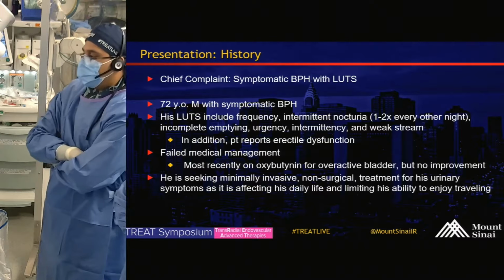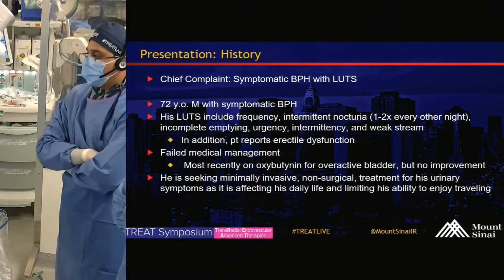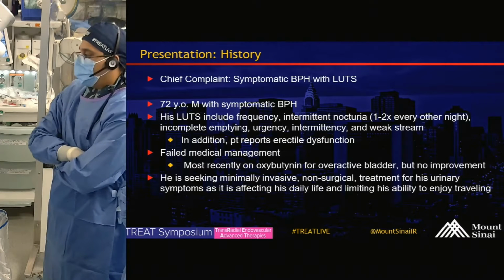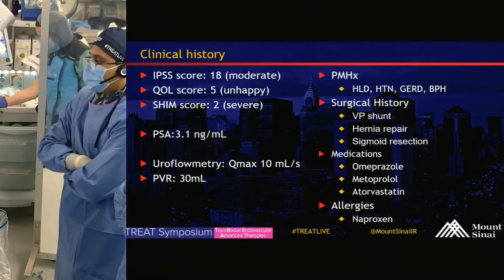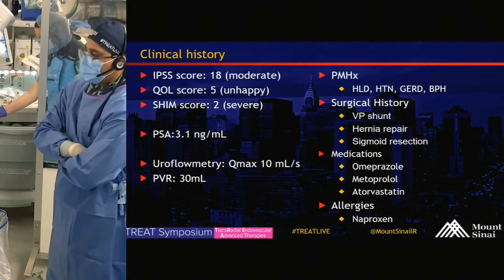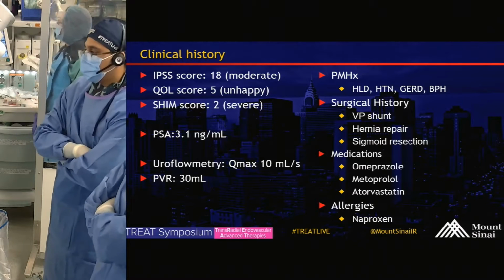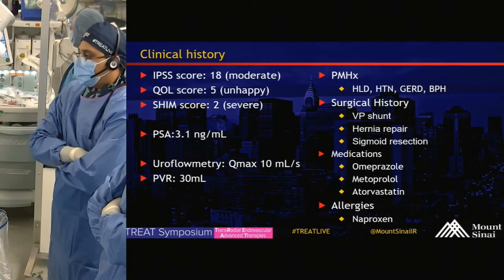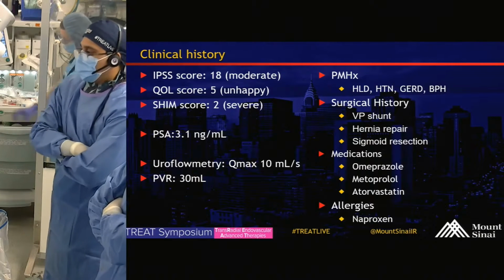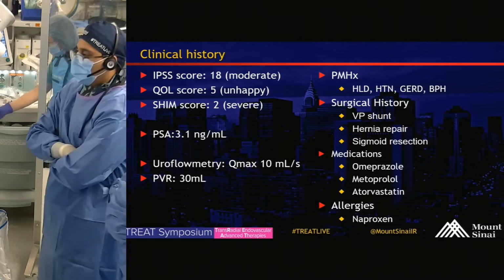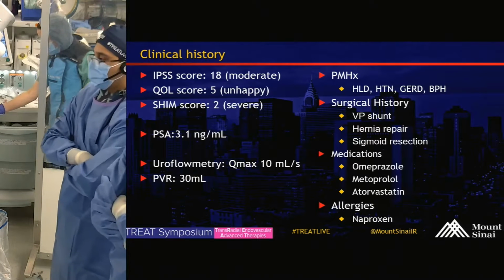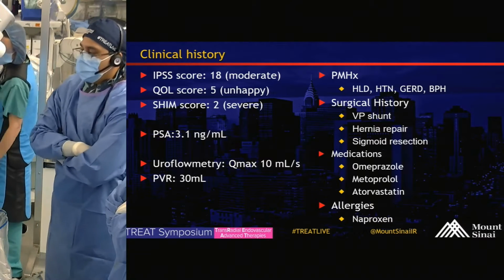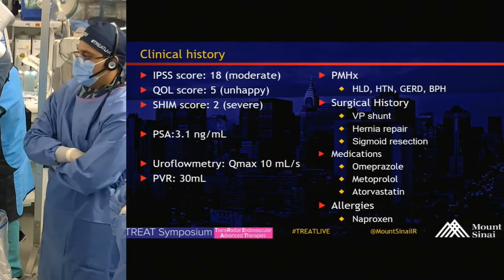He's seeking minimally invasive, non-surgical treatment for his urinary symptoms as it's affecting his daily life and his ability to enjoy traveling. His IPSS score is 18, which puts him in the moderate range. His QOL score is 5, making him unhappy. SHIM score of 2, severe ED. PSA last year was 3.1. In-office uroflow Qmax was 10 mL per second, and his post-void residual was about 30 cc's.